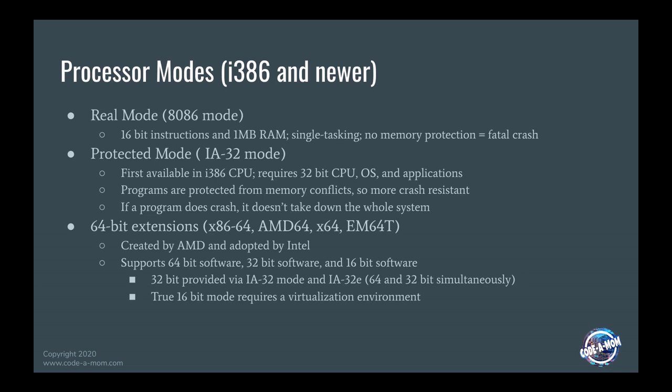Protected mode, also known as IA32 mode, first came in the Intel 386. It does require a 32-bit CPU plus a 32-bit operating system and applications. If you don't have any of those, then you're not going to be able to run in pure protected mode.